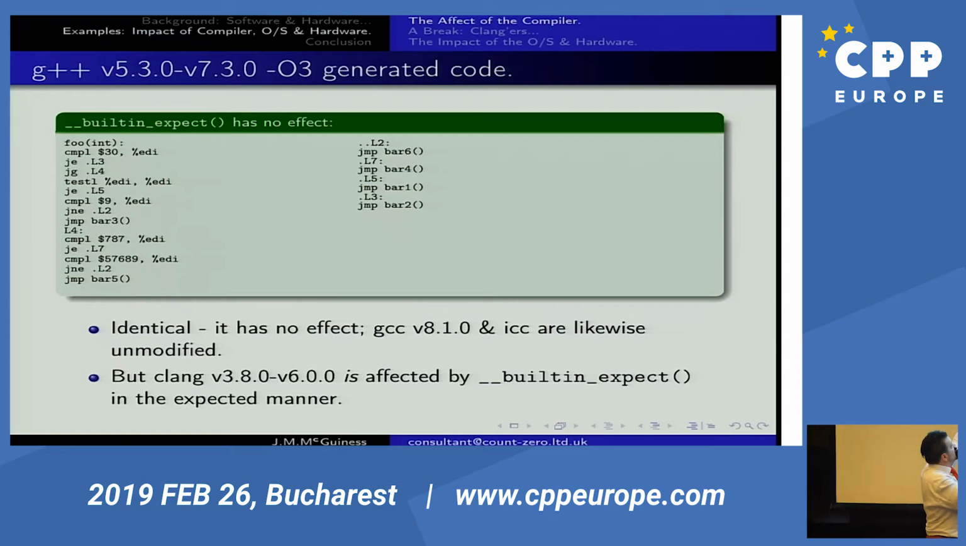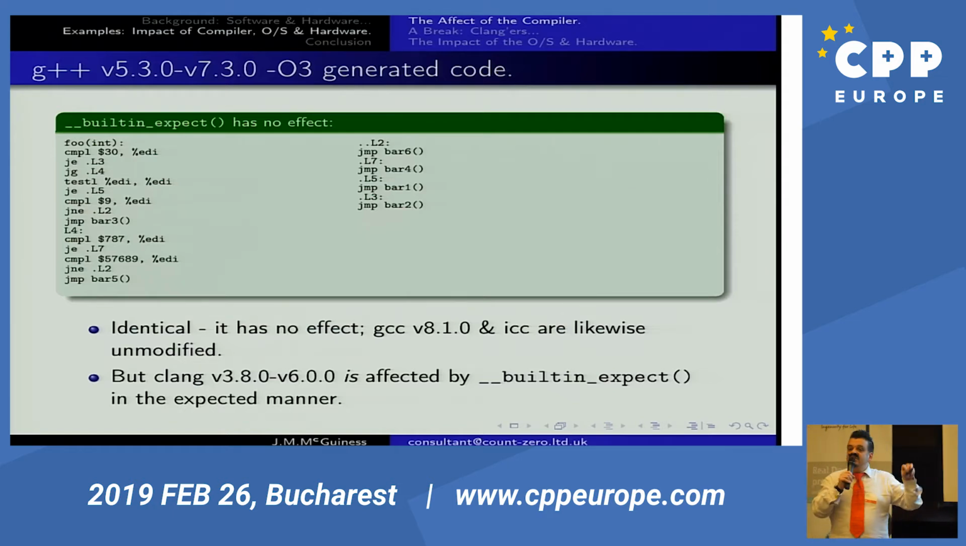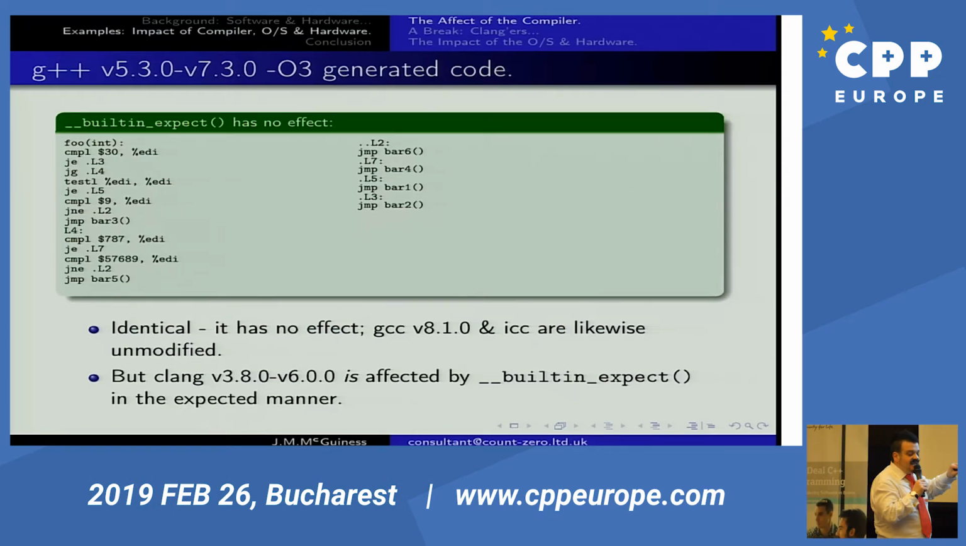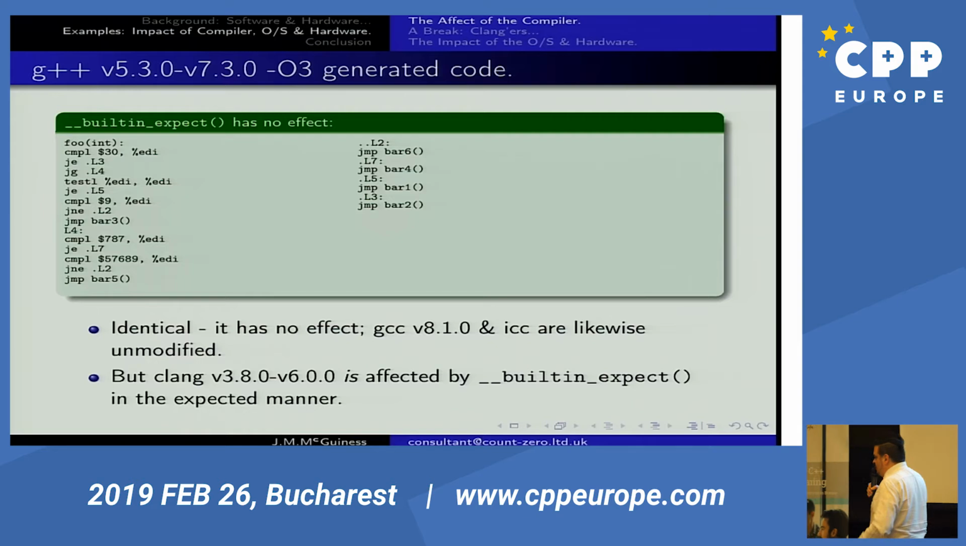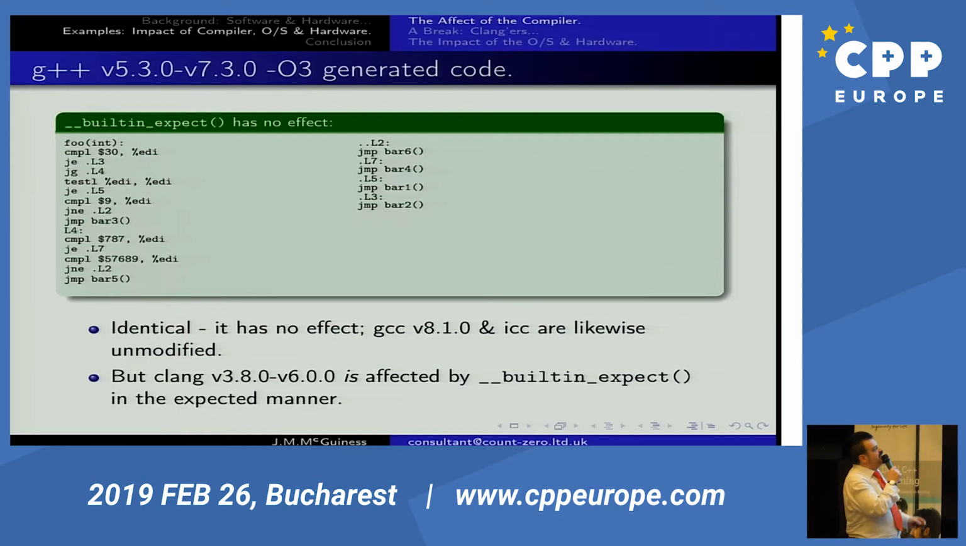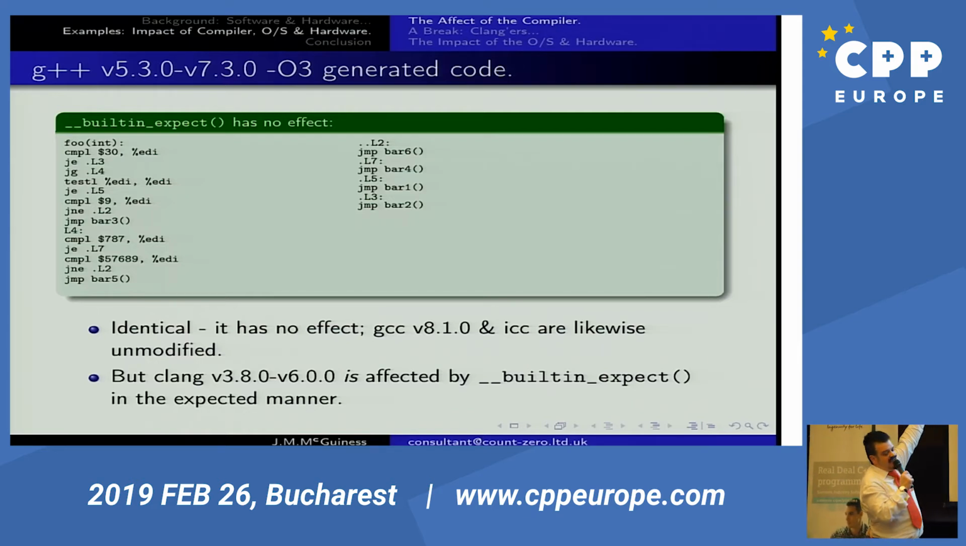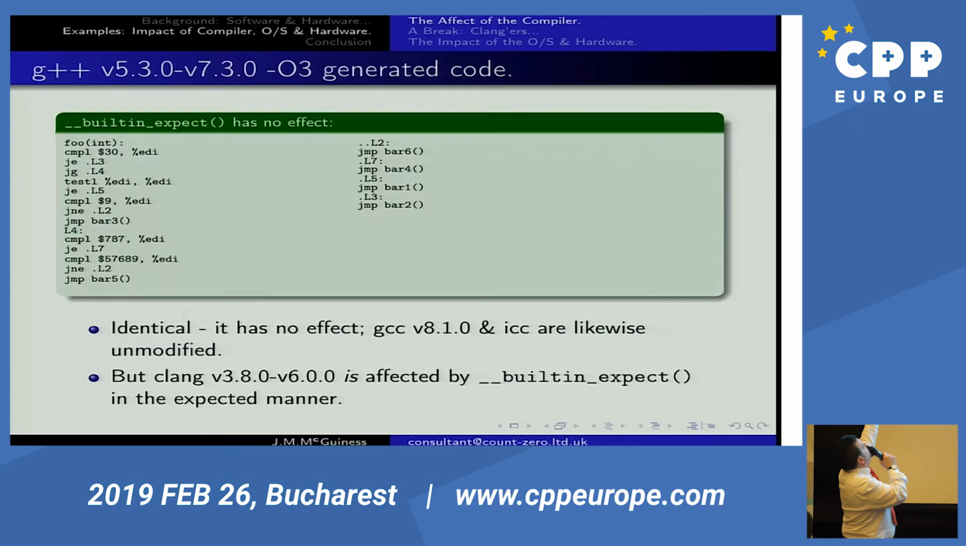Bizarrely, Clang does make use of built-in expect to hoist the statically predicted branch from the case labels so that then we've got fewer jumps.